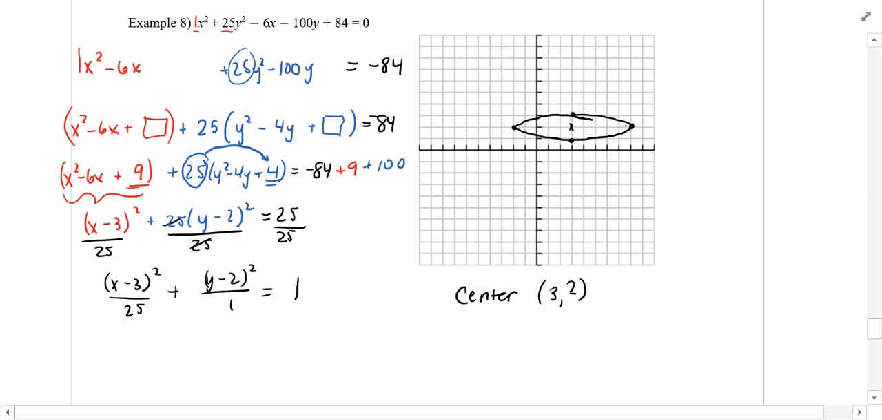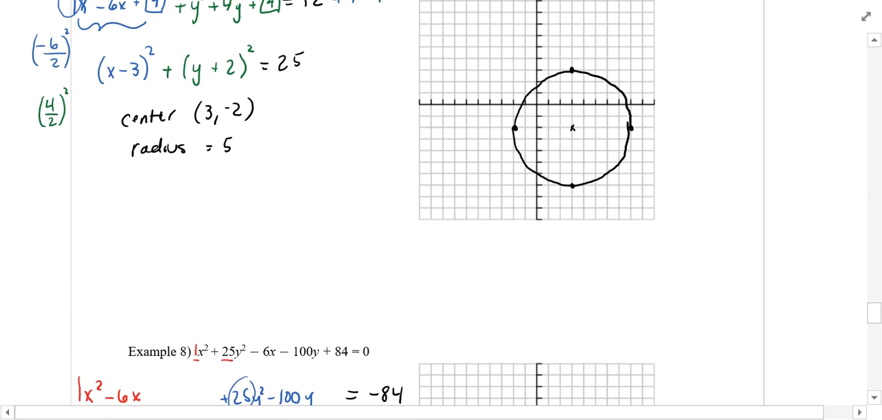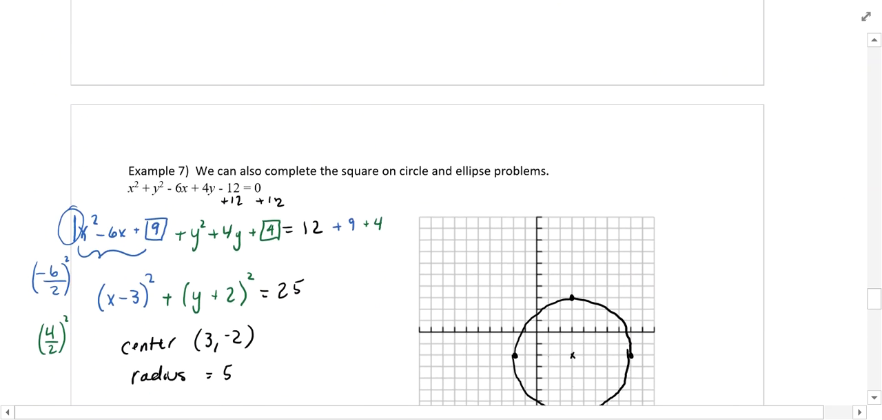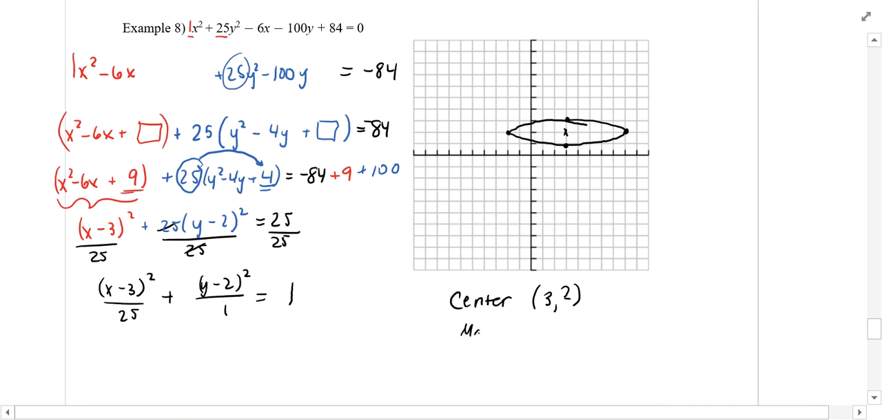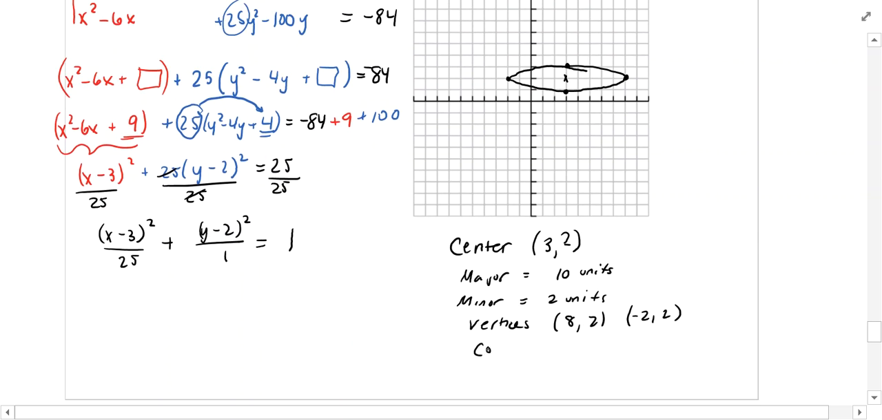Okay. And from there, depending on what the question asked, it said on this, I just graphed. We could also answer that the major axis is 10 units long, just like we did in our first problems. We could say our minor axis is 2 units long. We could have our vertices are at 8, 2 and negative 2, 2. We could have our co-vertices are at 3, 3 and 3, 1.